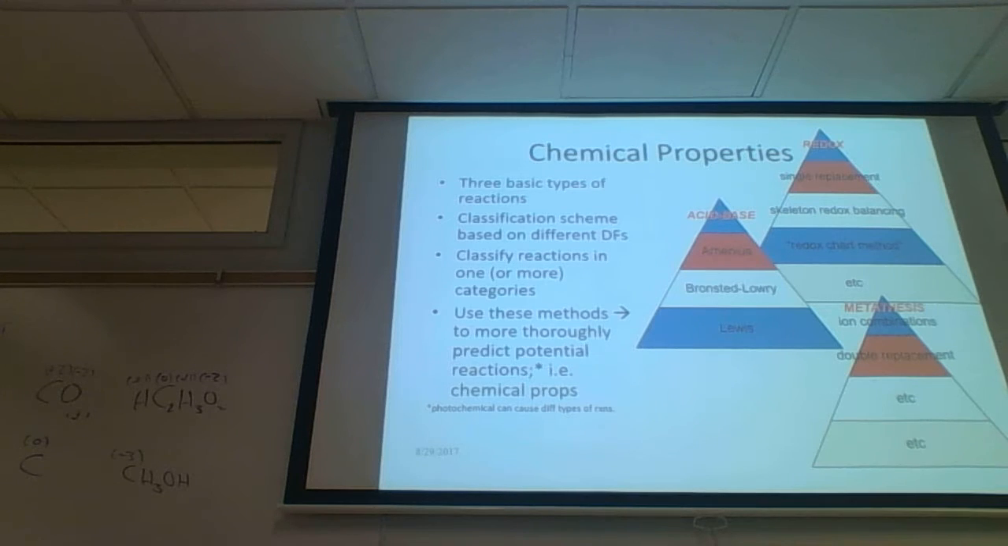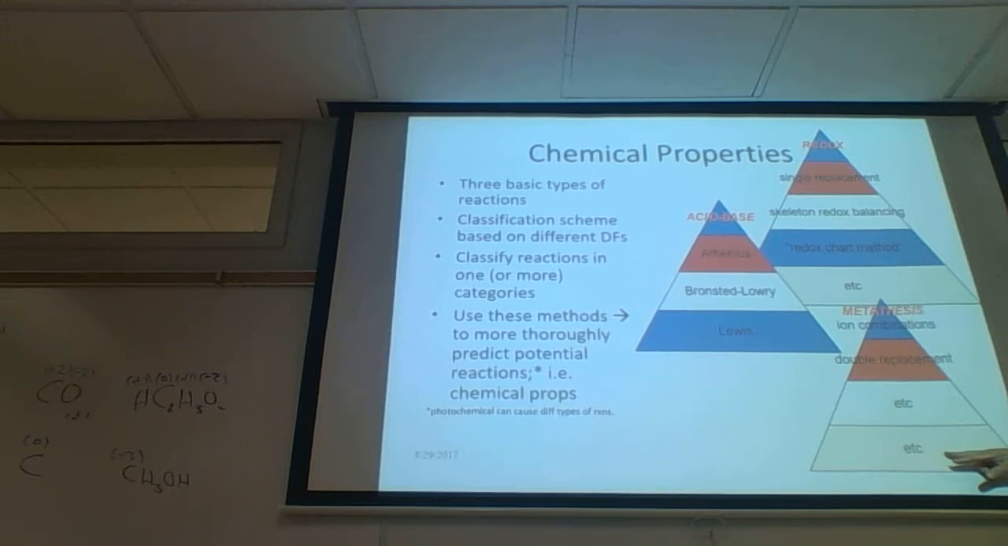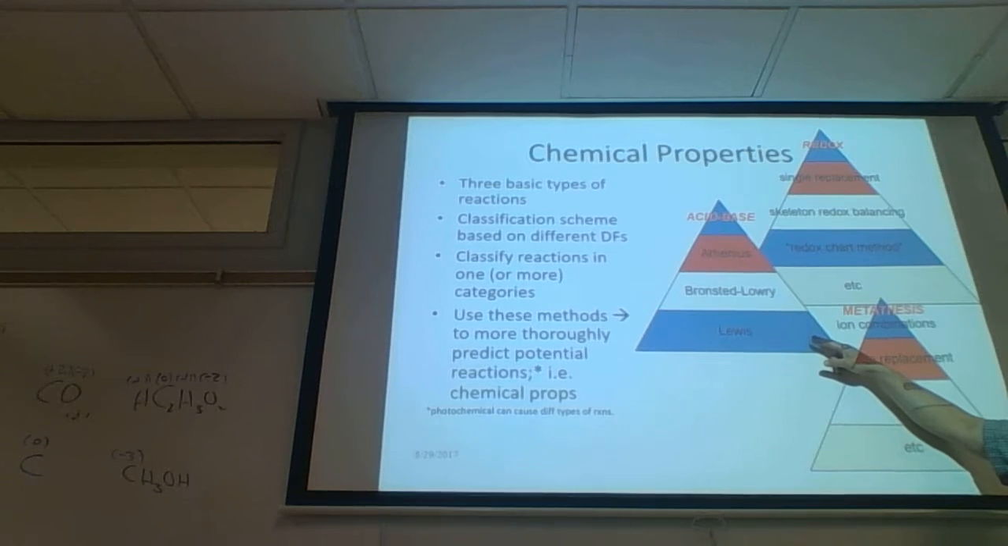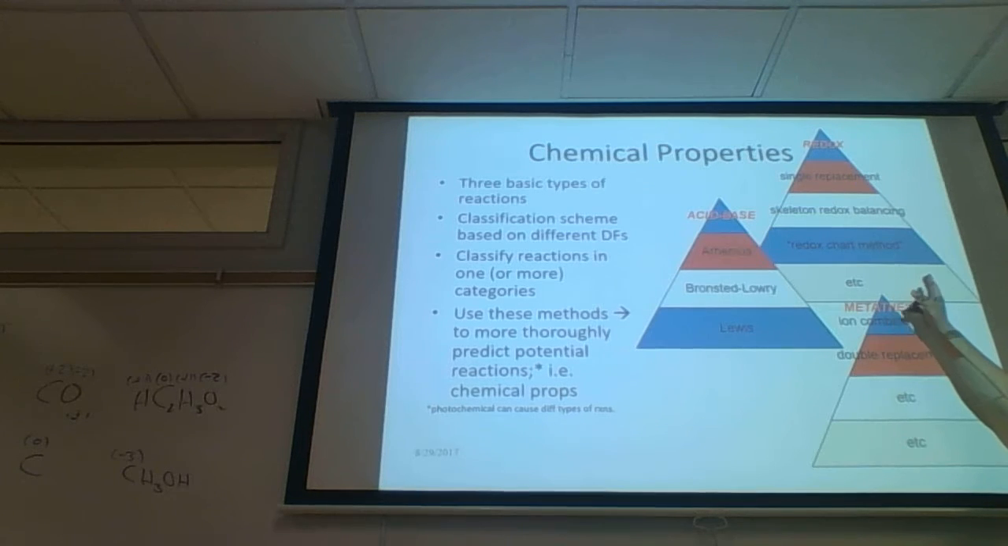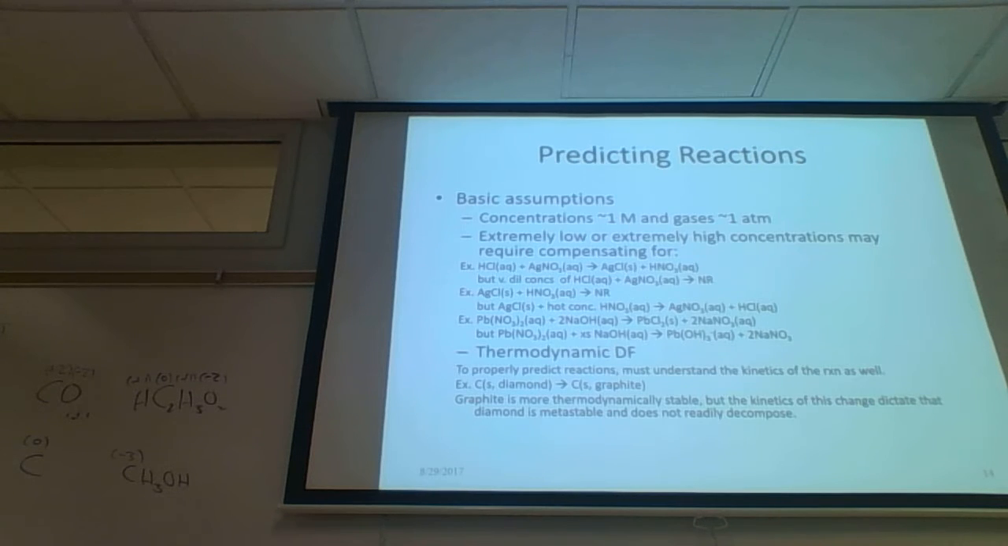And so for metathesis, we're looking at double replacement or ion combinations, et cetera. For acid base, we look at Arrhenius, Bronsted-Lowry, Lewis. For redox, we're looking at single replacements, skeleton redox, redox chart method, et cetera. Those are the subcategories of these, but all of them are the same basic type of reaction. We'll look at what constitutes the driving force in a little bit, because it's different for each type of reaction. But for right now, we have to have some basic assumptions.